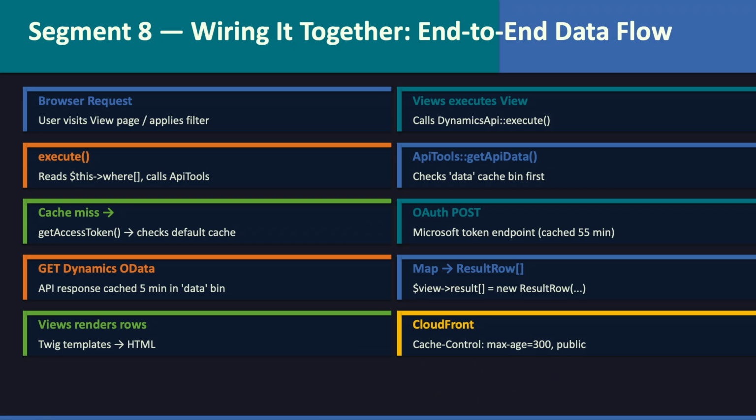So just to wire this all together, you've got a browser request, and then that executes on a view. You're getting the data from the API, making sure that the access token is up to date. Then you're getting the data from Dynamics, mapping it to the rows in the table, and then rendering it out, and then making sure CloudFront actually sees when things change. That's sort of the flow of the whole thing.